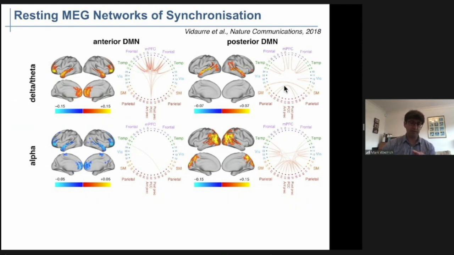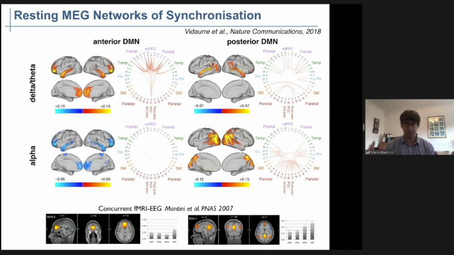And this relationship between anterior and posterior DMN and oscillations has been shown to some extent before. For example, in concurrent fMRI EEG studies by Dante Mantini back in 2007, they found evidence of an anterior DMN, which they referred to as a self-referential network, that was more strongly linked to delta and theta. And then they also found a posterior DMN, or sort of main DMN as they refer to it, that was more strongly linked to alpha and to some extent beta as well.